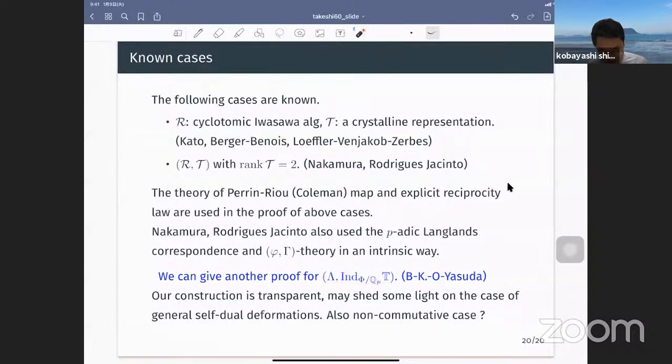So our case is already proved by Nakamura and Jacinto, but we can give another proof. Actually, Nakamura used p-adic Lagrange heavily, so it really depends heavily on p-adic Lagrange, GL2(Qp). Our construction is transparent and may shed some light on the case of general cyclotomic deformation. It may also be interesting to consider the non-commutative case too, because of anticyclotomic, dihedral.